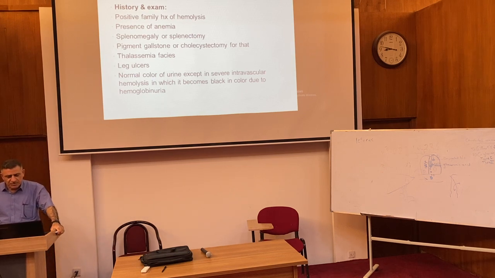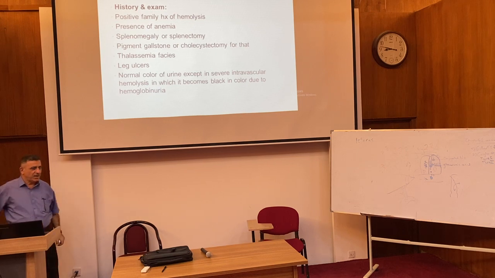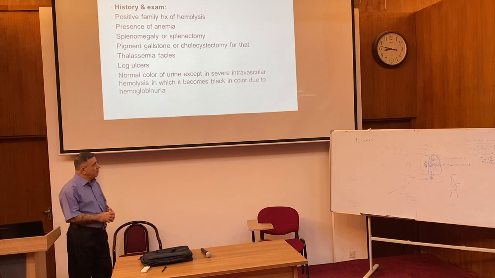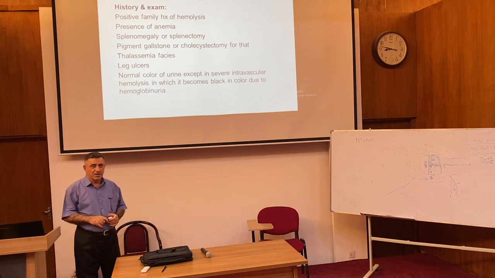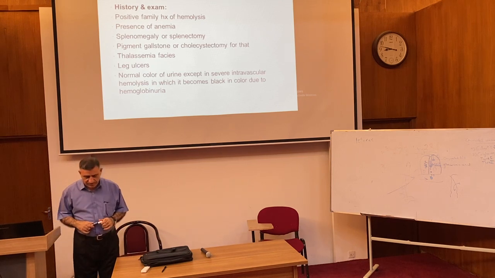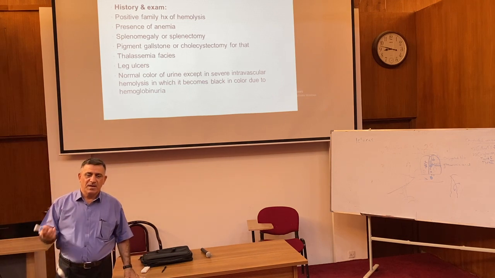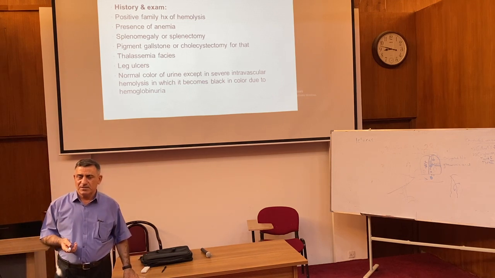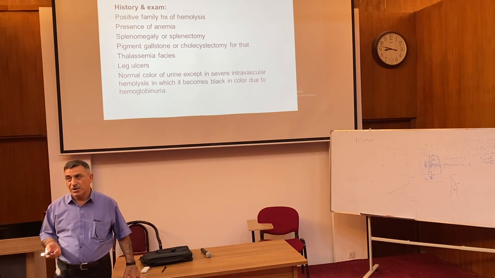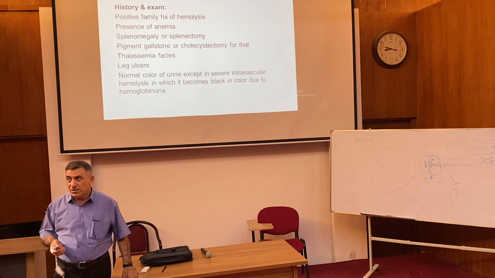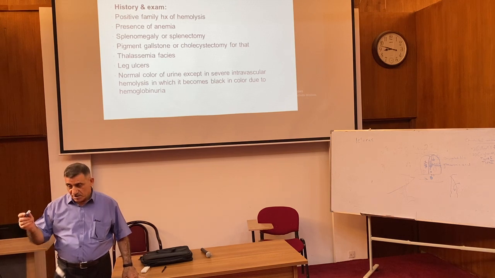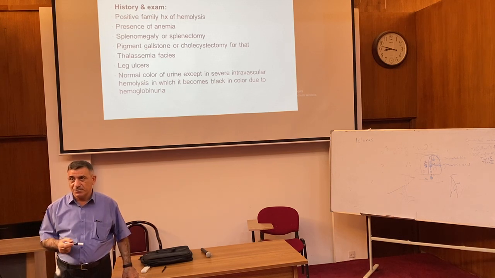Normal color of urine, except in severe cases, because in hemolysis bilirubin is mostly unconjugated, and unconjugated bilirubin is not water soluble, so it does not pass into the urine through the kidney.